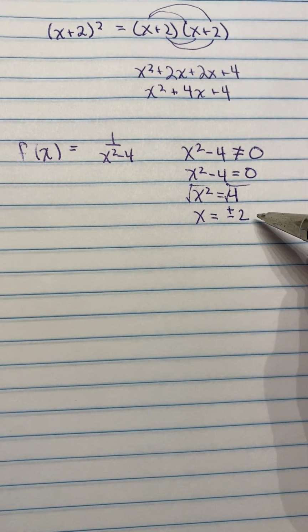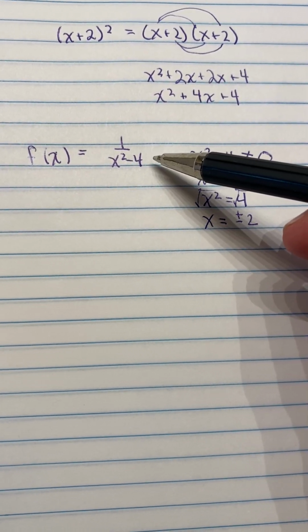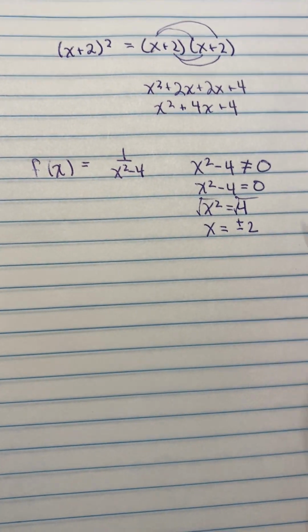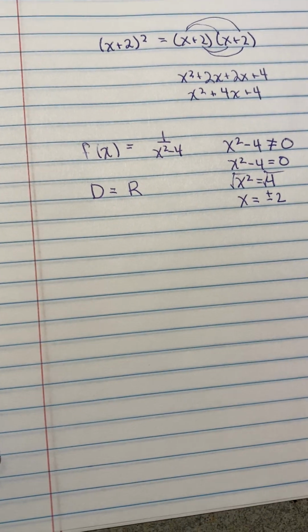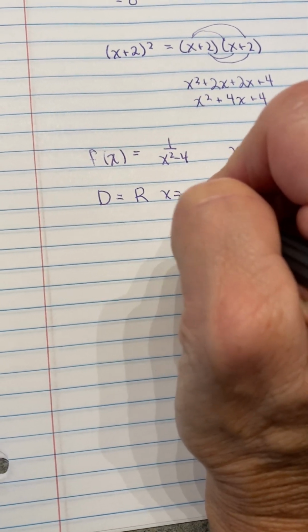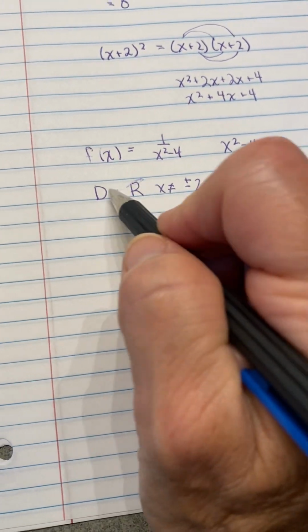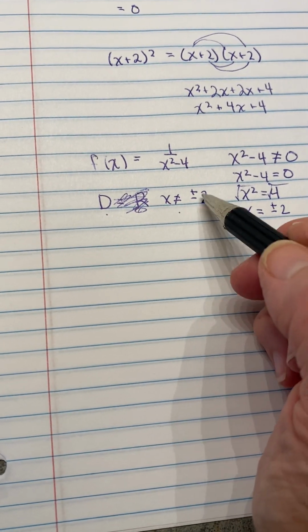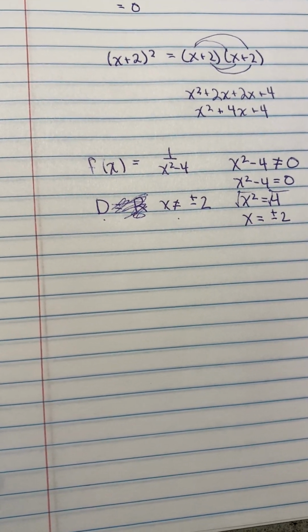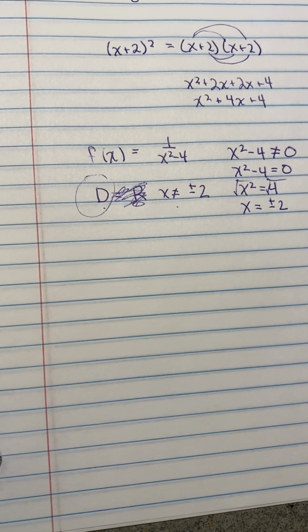So if x is equal to 2, or if x is equal to negative 2, this guy's going to blow up. We can't have that. So we would say our domain is all real numbers except x cannot be equal to plus or minus 2. Or sometimes you don't even need to put all real numbers, it's assumed. Domain: x cannot be equal to plus or minus 2. So we're remembering that the domain are the x values.